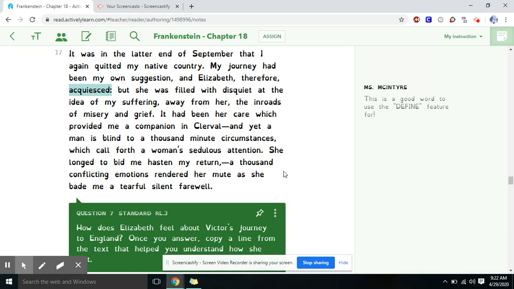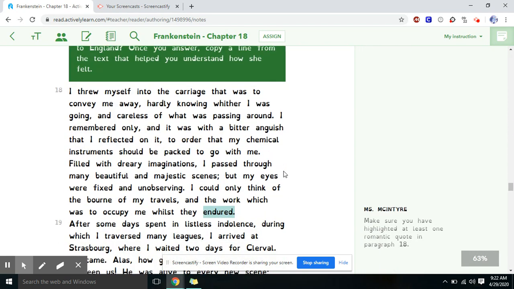But she was filled with disquiet at the idea of my suffering away from her the inroads of misery and grief. It had been her care which provided me a companion in Clerval, and yet a man is blind to a thousand minute circumstances which call forth a woman's sedulous attention. She longed to bid me hasten my return. A thousand conflicting emotions rendered her mute as she bade me a tearful, silent farewell.